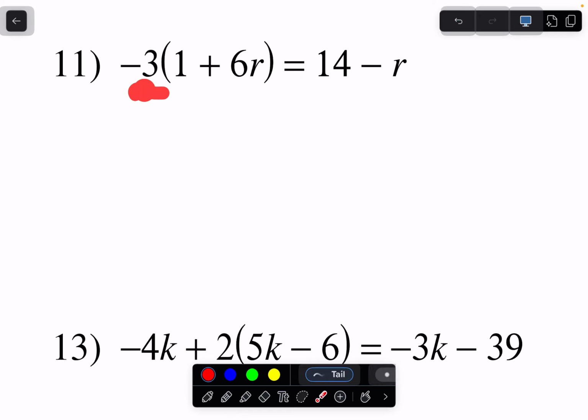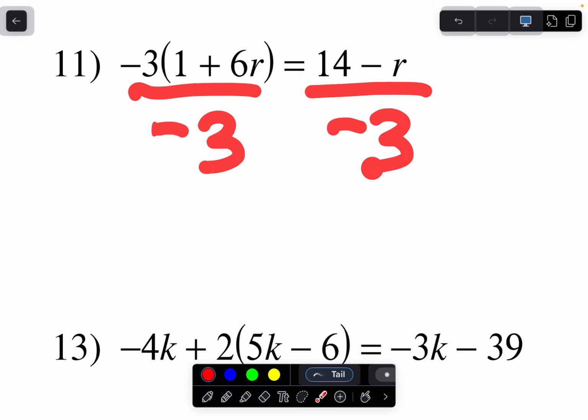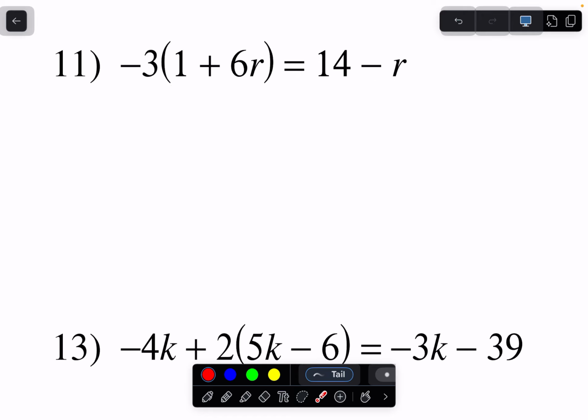If you decide to divide by negative 3, each one of these would have to be divisible by negative 3. Is 14 divisible by negative 3? No. 1 isn't. It's going to give you a fraction for both of them. Don't do it unless it benefits you. That's what's great about an equation. You have a little bit of control, okay?